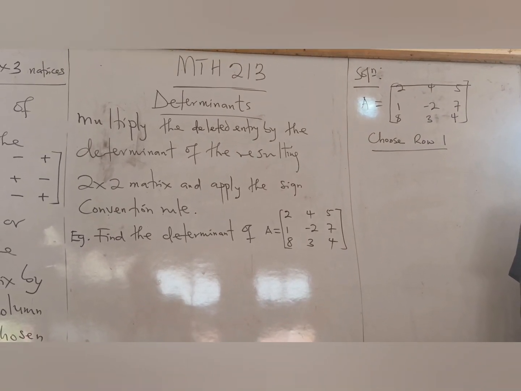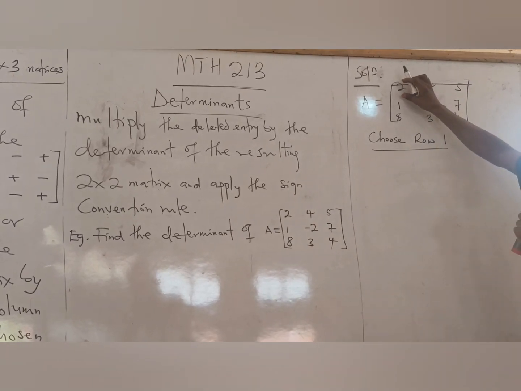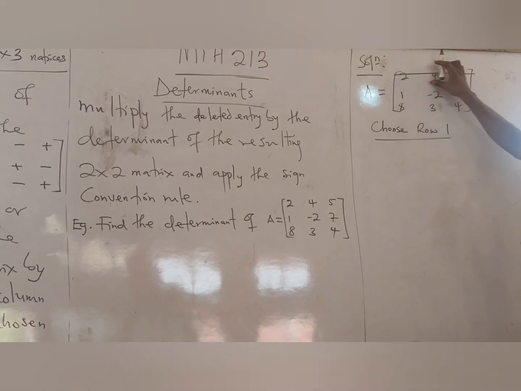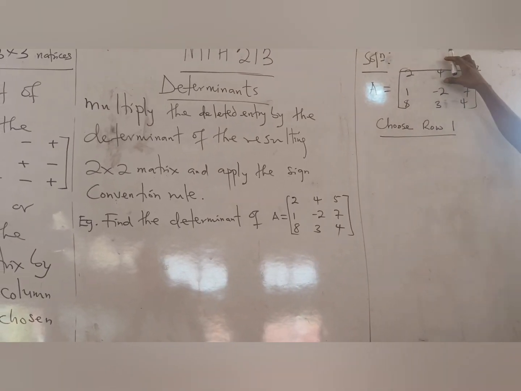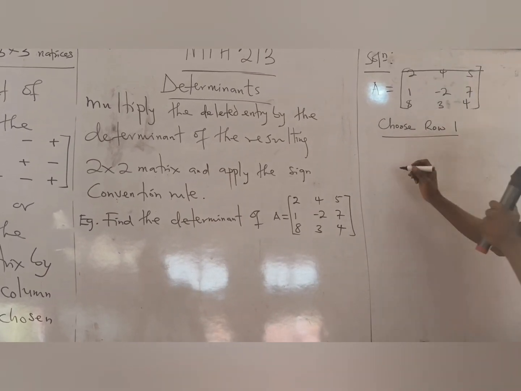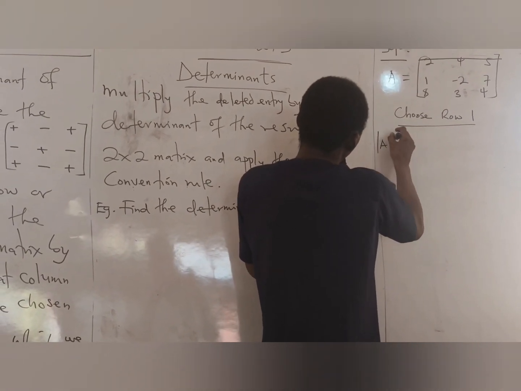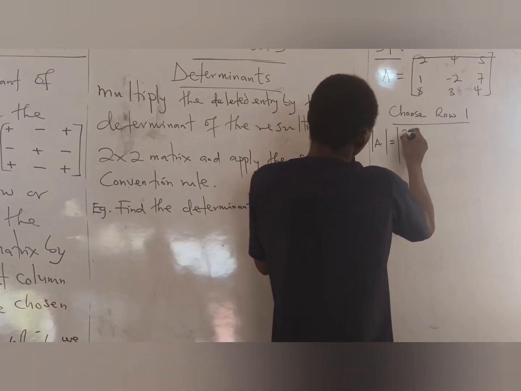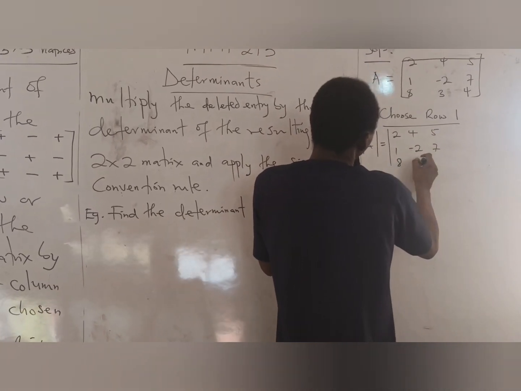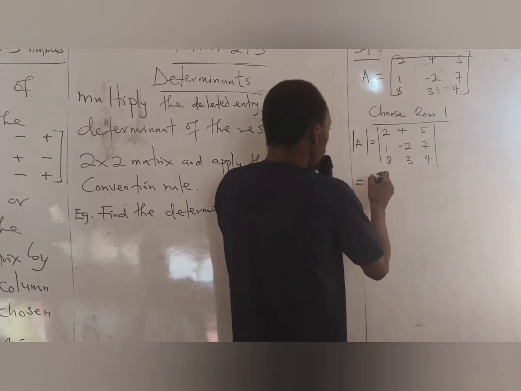So we said delete. We are coming to use the first value of row 1. Row 1 has how many values? 3 values: 2, 4, and 5. We want to work with the first value. Determinant of A: 2, 4, 5, 1, -2, 7, 8, 3, 4. So we are using row 1. We are working with 2.